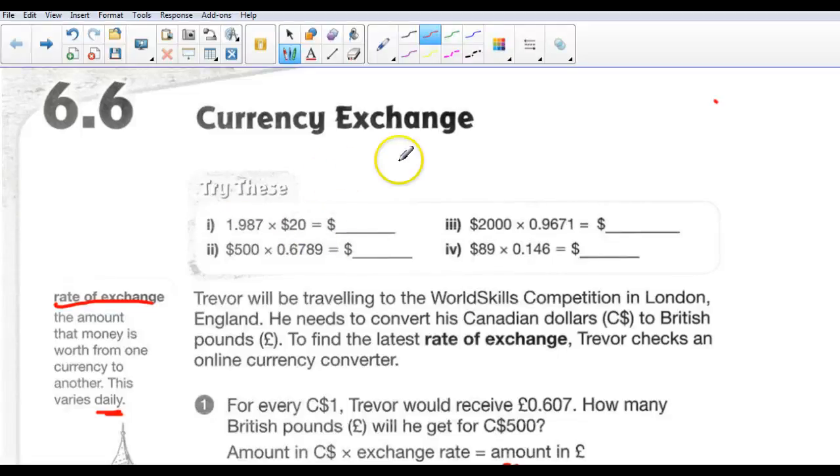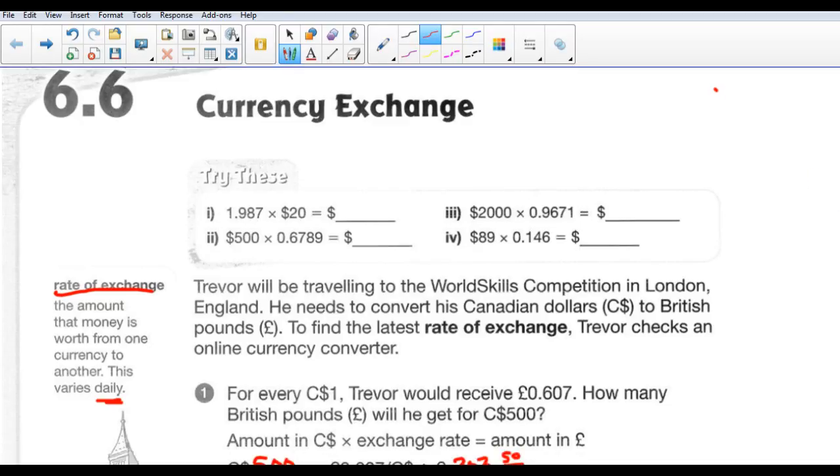Okay, this is 6.6 currency exchange. Get warmed up. You can try these 4 questions right here. Okay, use your calculator. Away you go.